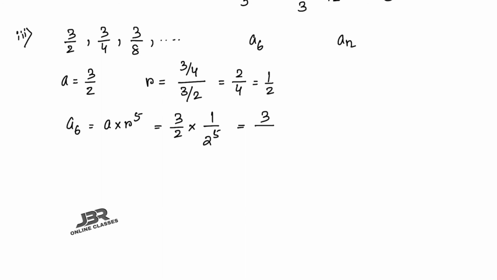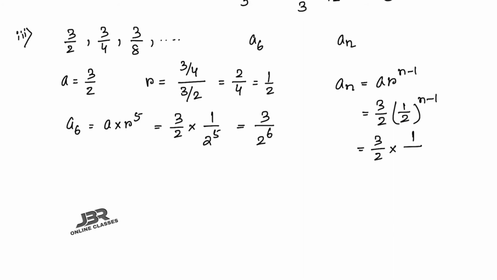So here it is (3/2) to the power 6. That is your answer for the first one. Next, you have to find an. So an is a times r to the power n minus 1. a means 3/2 and r means half, so half to the power n minus 1. So that means 3/2 times (1/2) to the power n minus 1. So definitely (3/2) to the power n is your answer.